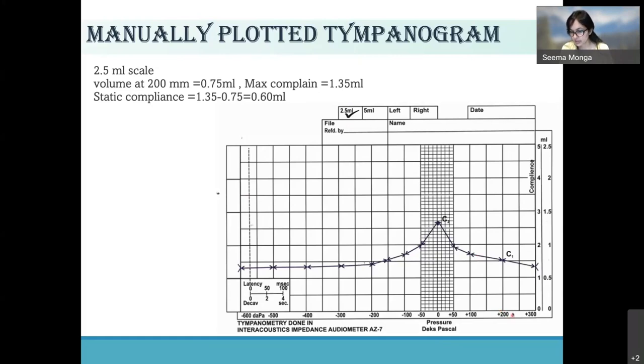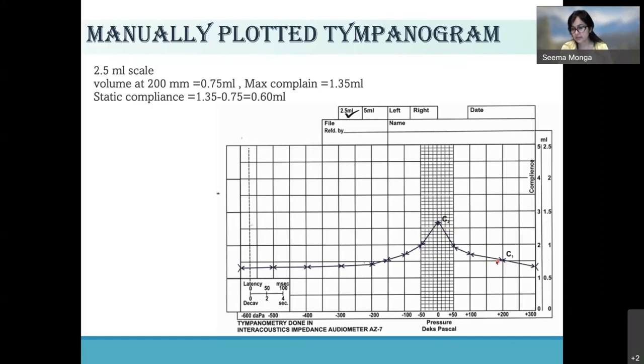This is 200 millimeters of pressure. This is the volume around C1. In a manually plotted tympanogram, C1 is the external auditory canal volume. And then, how much is the compliance at zero? That is the middle ear pressure. How much is the compliance? It is C2. So static compliance in a manually plotted tympanogram is C2 minus C1, that is 1.35 minus 0.75, which is 0.6. This is the static compliance, but this is only for a manually plotted one.